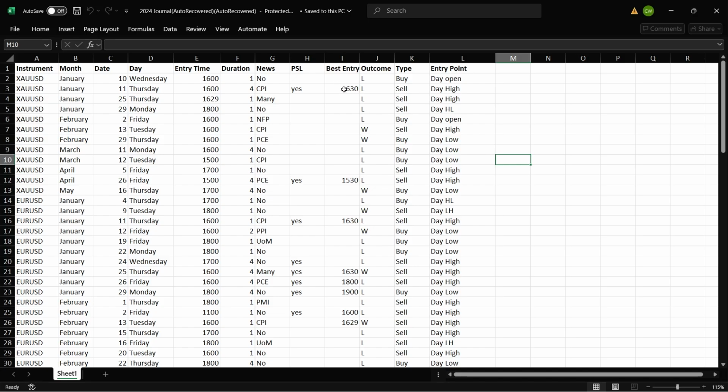Like, was there a better entry that could have given me a smaller drawdown, or an entry where I could have actually gotten profit if I was taken out prematurely? Like you can see here, the PSL, premature stop loss, was yes, because the best entry was at 1630 hours, but my entry time was 1600 hours, right? And then the outcome, L is loss, W is win, and then type is buy.